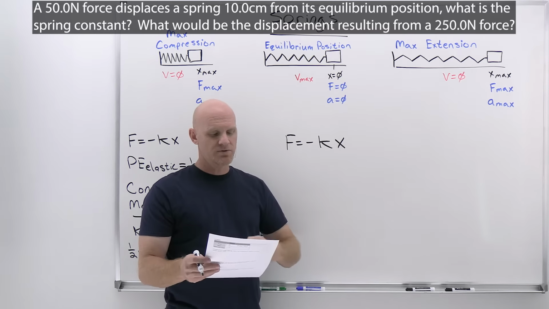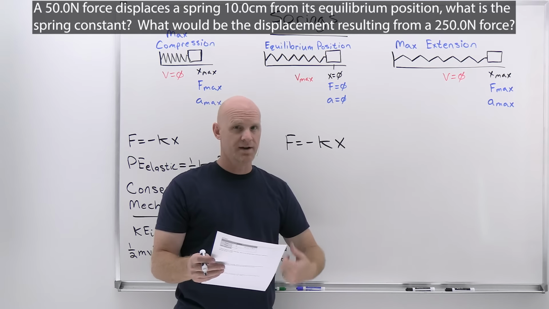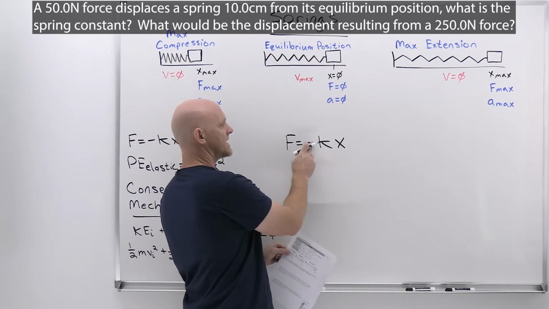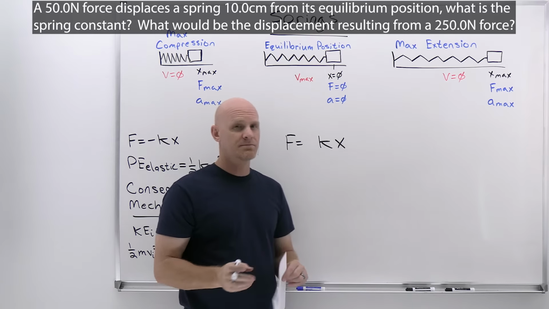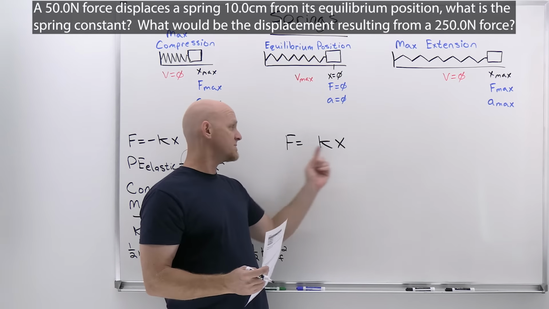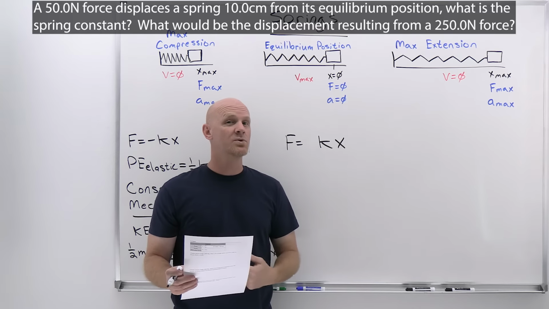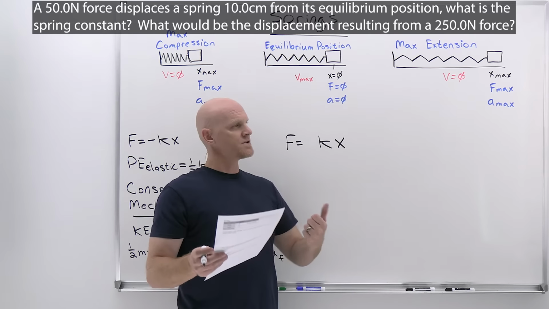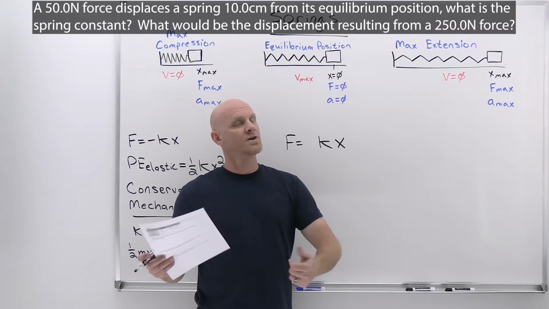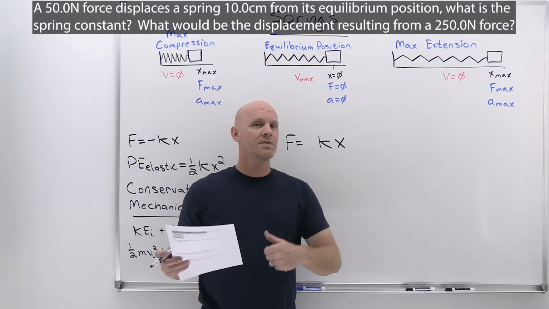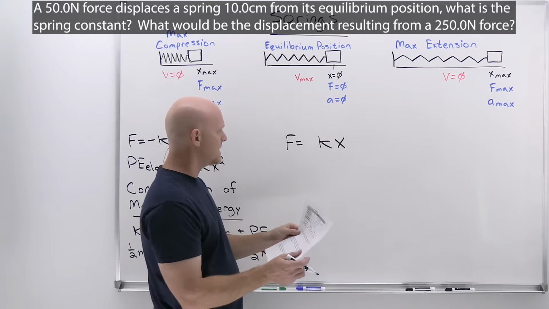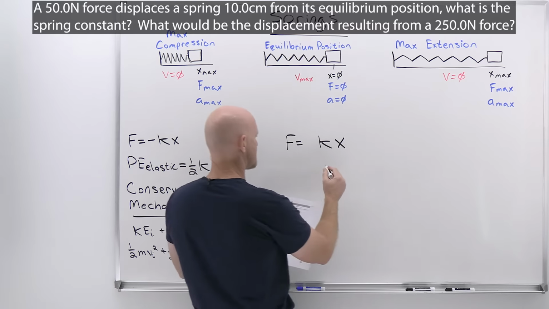So again, a 50 Newton force displaces a spring. It's what's working against that restoring force. And so for the applied force working against it, it's actually just F equals positive kx. So the force and the displacement are in the same direction for the applied force that's stretching or compressing the spring. So that's why you might wonder sometimes, where did the negative sign go? Well, were you talking about the restoring force, or were you talking about the applied force working against the restoring force?